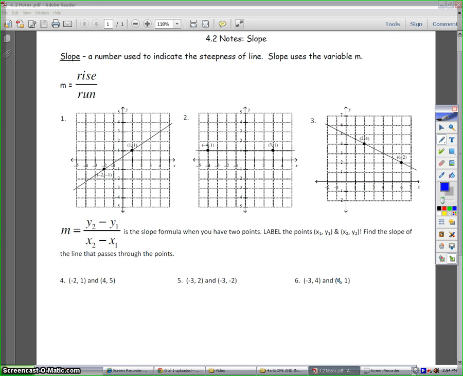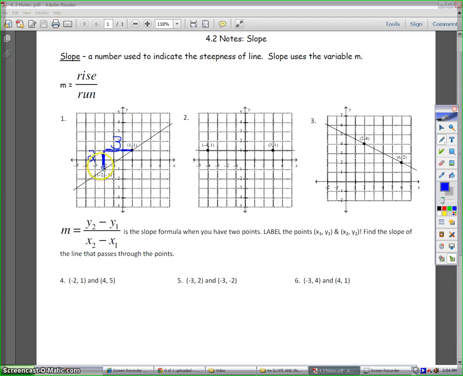Rise means how much we're moving up or down from the graph. So if I start with this point on the left, I'm going to see how far I rise. I'm going up 2 from the point. That's positive 2, and then I'm going to run. Run is how far I move to the right, and that's going to be 3 units to the right.